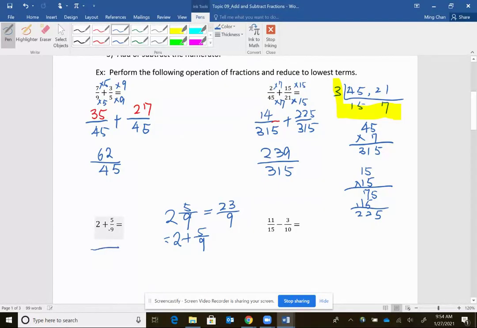Now, most of the time, what most of the students do is write 2 over 1 plus 5 over 9. And then find the LCD between 1 and 9, which is still 9. 1 going into 9 is 9 times, numerator times 9, which is 18. 9 going into 9 is one time, numerator times 1, 5. Still 18 plus 5, 23 over 9.